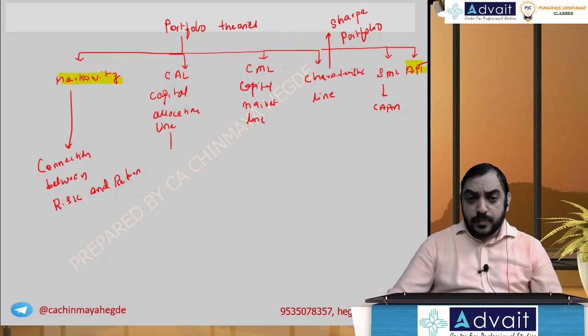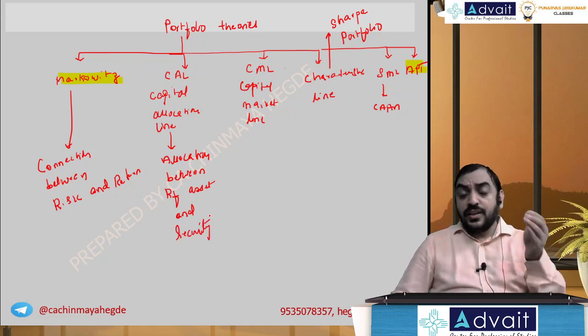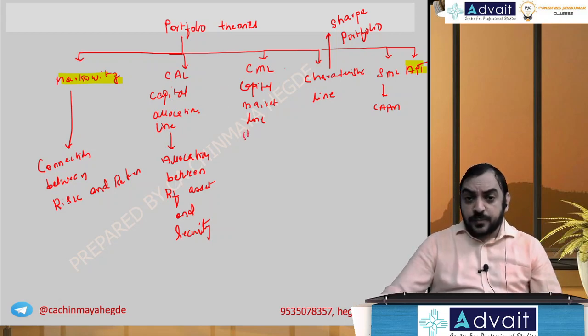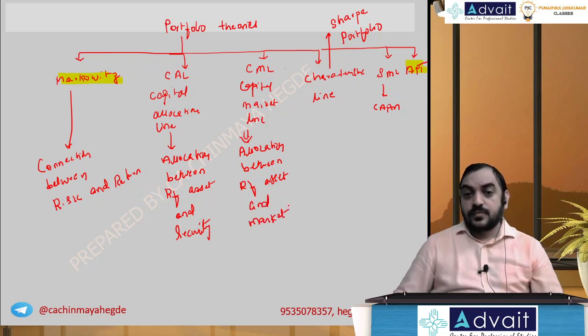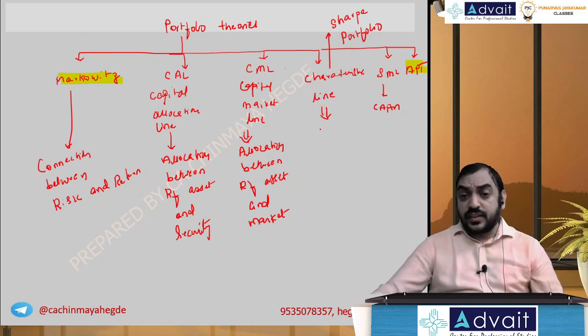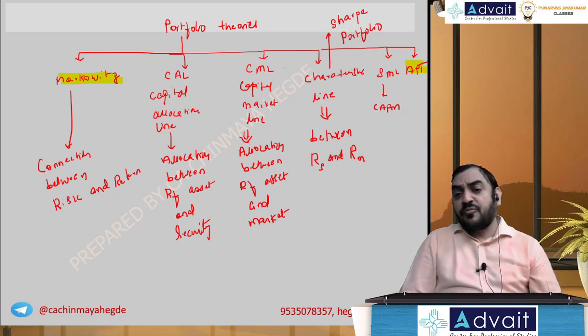Capital allocation line means it is allocation between risk-free assets and a risky asset, a security. Allocation between risk-free asset and security. Capital market line is allocation between risk-free asset and not a security, between risk-free asset and the market. Characteristic line is a connection between two things. It is a connection or analysis between RS and RM. RS means return of a security and RM return of the market.